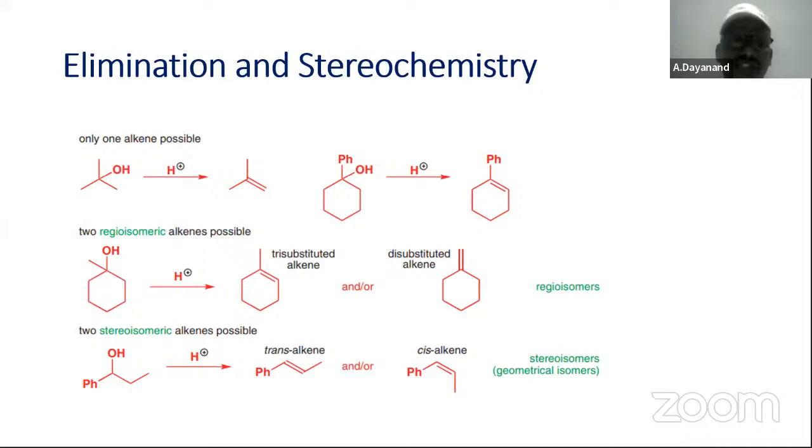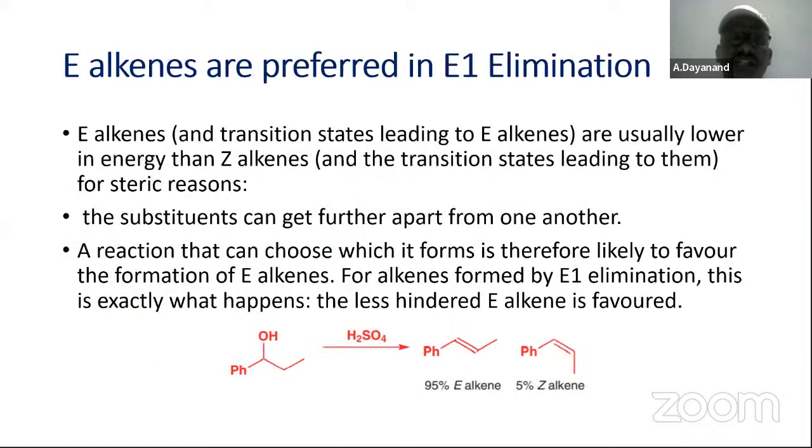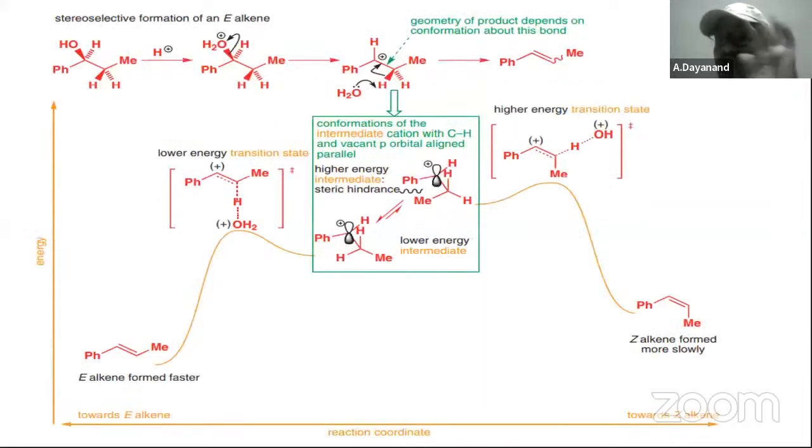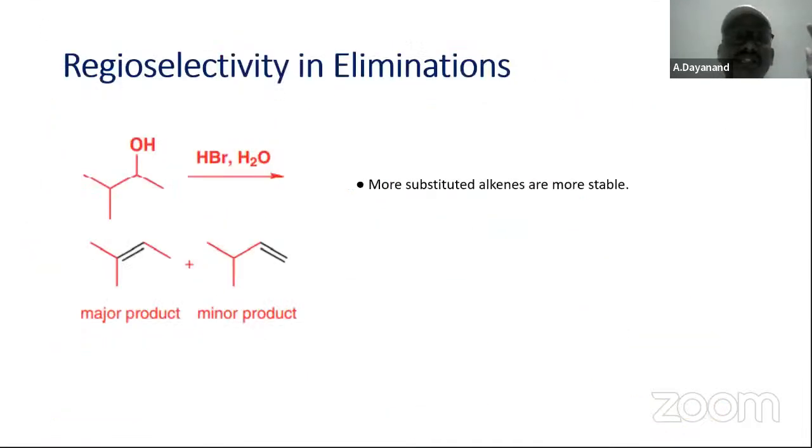Elimination and stereochemistry we can also see. E alkenes are preferred in E1 elimination. Why? In E1 elimination a cation is present. When a cation is there, it exists for some time, and because of that it orients toward the stable product. We know that trans is more stable than cis. The cation can convert into a trans alkene easily rather than a cis alkene, because the intermediate carbocation is transient, meaning it has some life. That's why.